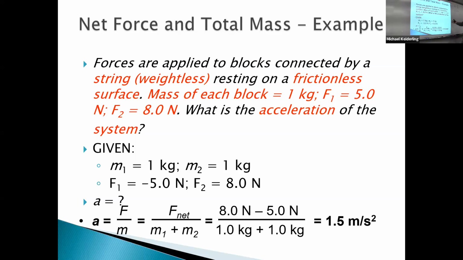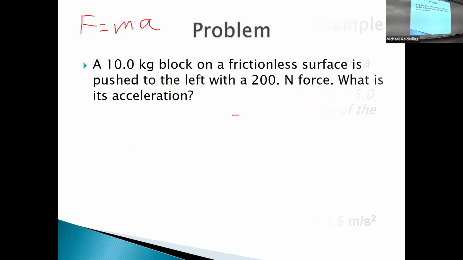So if you want to find the acceleration, it's total force over the mass. So here is an example. We have a 10 kilogram block on a frictionless surface. It's pushed to the left with a 200 Newton force. What is its acceleration? So I'll give you a minute or so to work on that.